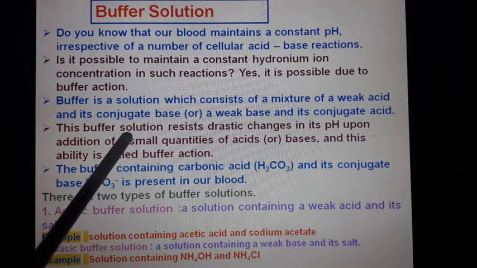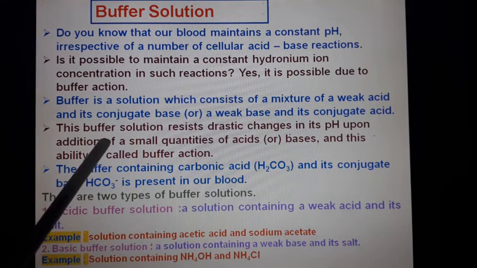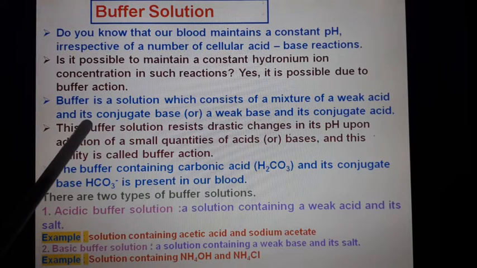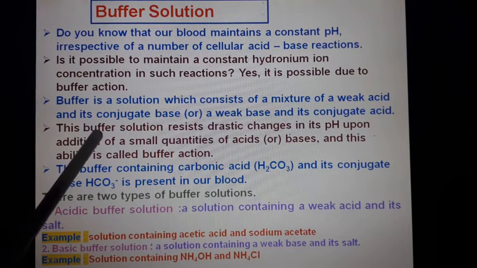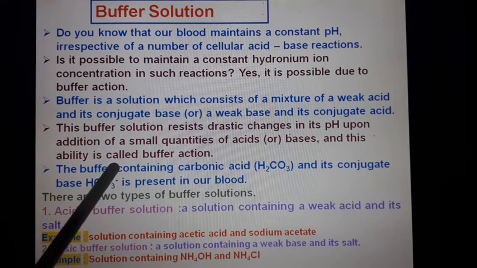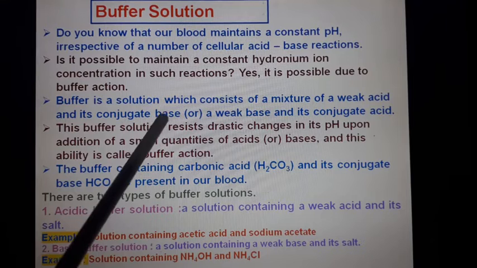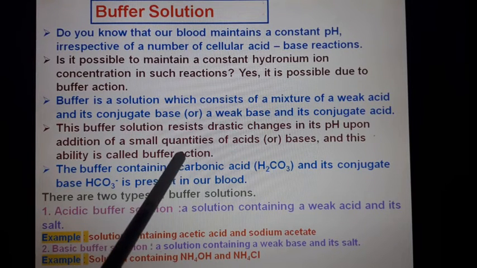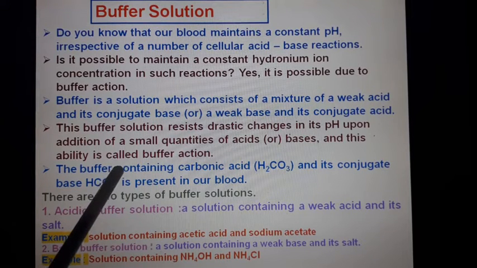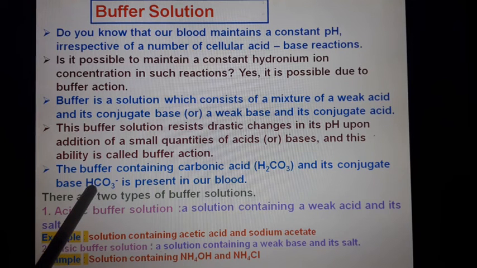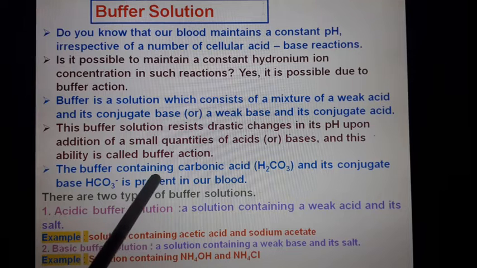This buffer solution resists drastic changes in its pH upon addition of small quantities of acid or base, and this ability is called buffer action. So if a small quantity of acid or base is added to this, it maintains the pH. For example, a buffer containing carbonic acid and its conjugate base, HCO3 minus, the bicarbonate ion, is present in our blood.